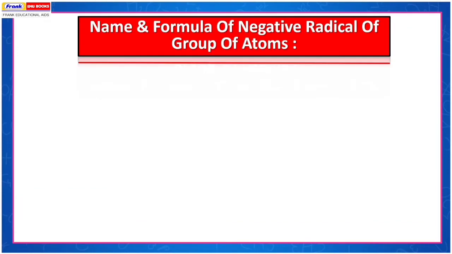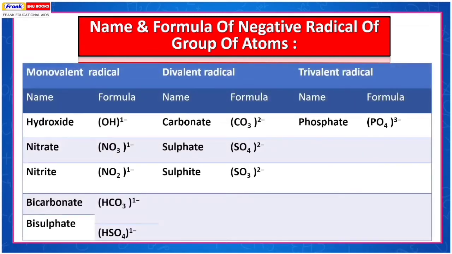Name and formulae of negative radicals of a group of atoms. Monovalent radicals, some examples are hydroxide OH-1, nitrate NO3-1, nitrite NO2-1, bicarbonate HCO3-1, bisulfate HSO4-1. Divalent radicals: carbonate CO32-, sulfate SO42-, sulfite SO32-. Trivalent radicals, example, phosphate PO4 3-.